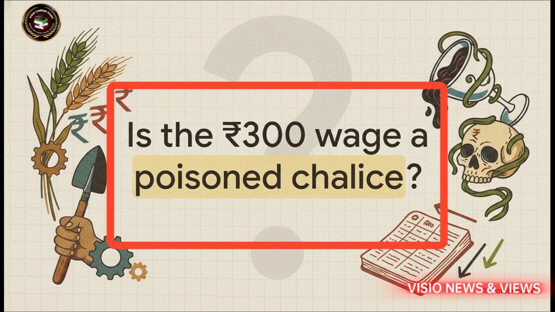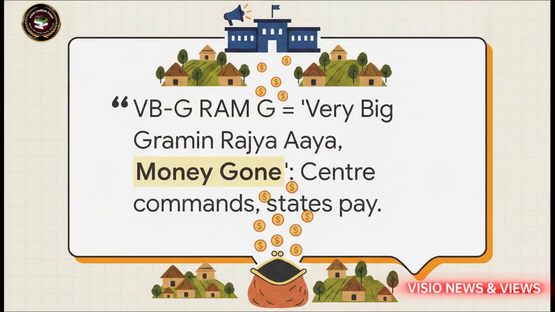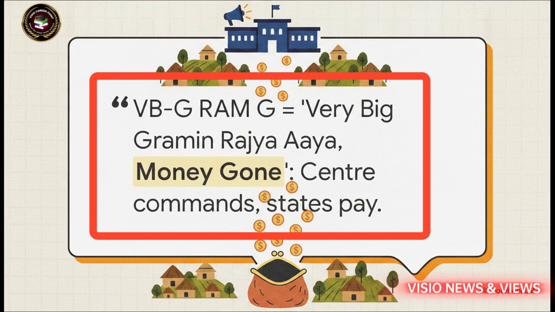Is the 300 MGNREGA wage a gift to rural workers, or is it actually a poisoned chalice for the states? How do you weigh essential wage justice against a state's fiscal sustainability? Especially when you remember that the 15th Finance Commission explicitly noted that states with weak fiscal health could face a literal debt spiral. To stamp this fiscal dynamic into your memory, the center commanding while states pay, use this playful little memory hook.